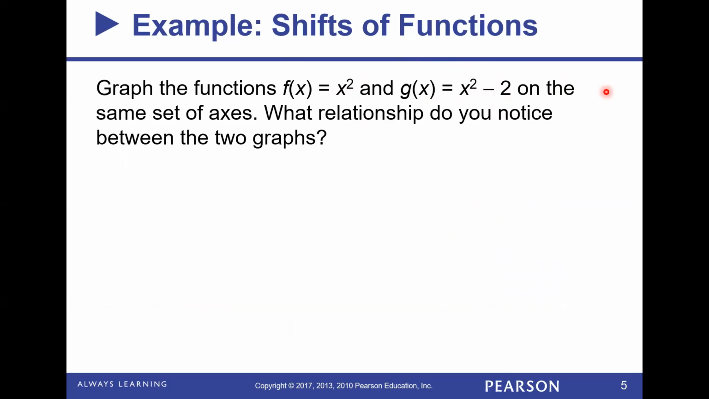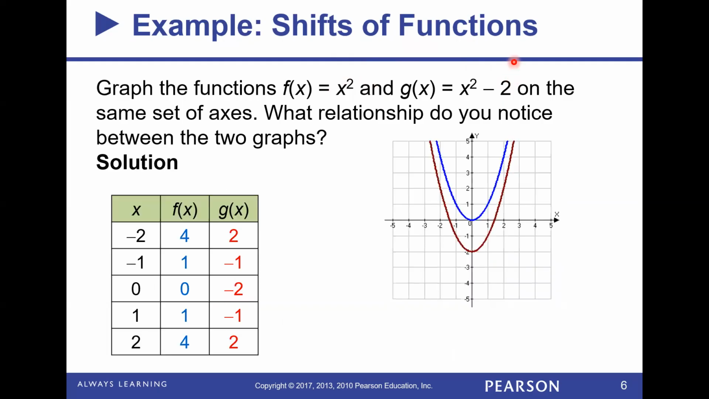So let's try this again, but this time let's put x squared into our y1. And in y2, we're going to do our g function, which is x squared minus 2. Okay, and let's graph them at the same time. Again, my blue one there is going to be that nice, lovely f function, and the red one there is going to be the g function.